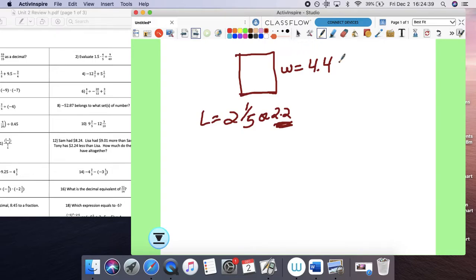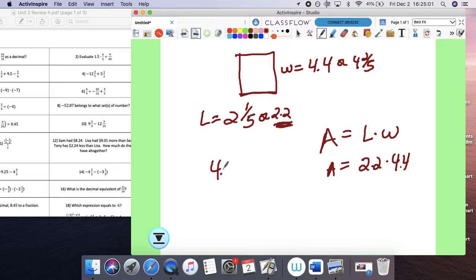Right, so you have decimal and fraction options. Area is length times width. So do you want to multiply two decimals together, or do you want to multiply two fractions together? Well, it doesn't matter because you have a calculator, right? But if you didn't, which one would you choose?